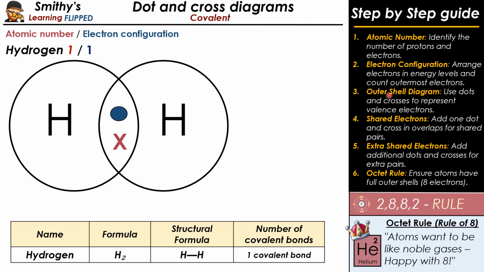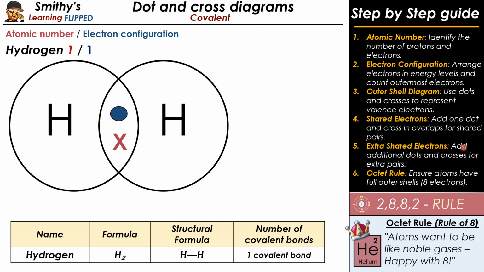So in a dot and cross diagram, you only actually draw the outer shell. You don't worry about the inner shells. So with hydrogen, it's only actually got 1 shell. So that's why this one is drawn here. Shared electrons, add 1 dot, 1 cross in overlaps for shared electron. So what that means is this hydrogen molecule has got a circle or a dot. This hydrogen molecule has got a cross, and they're showing how they're sharing them.